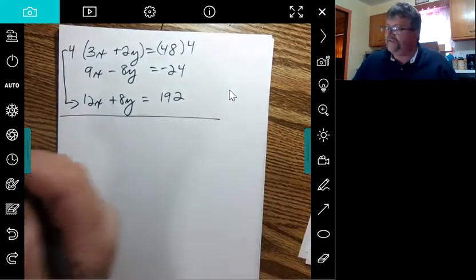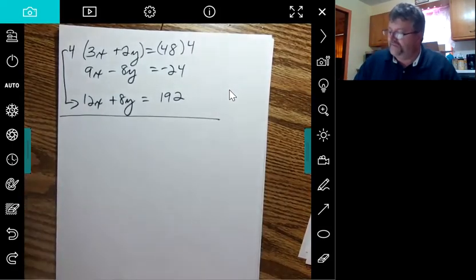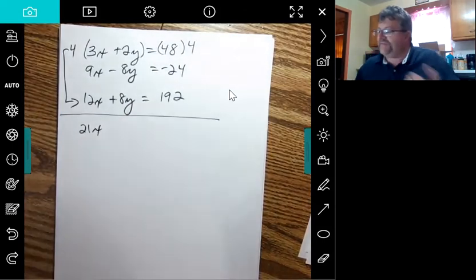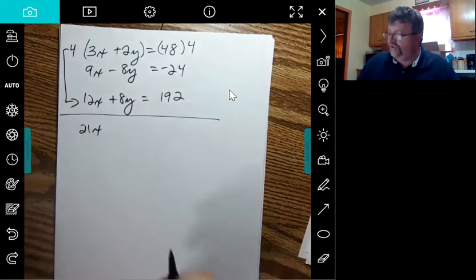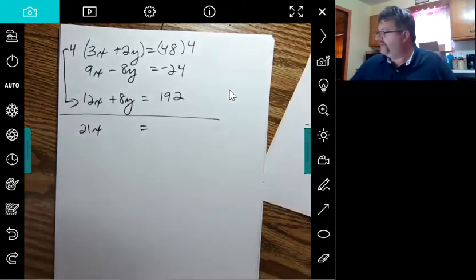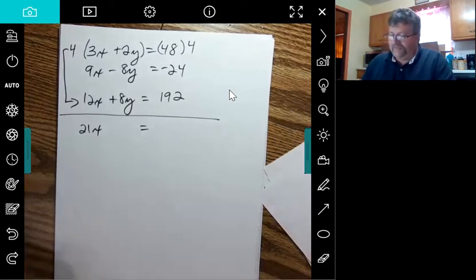Well, now the 9x and the 12x gives me 21x. The negative 8y and the positive 8y, that's gone. And I have to do 192 now minus 24. I hate doing, again, it's real easy, of course, but sometimes these little on-the-fly arithmetic problems, especially, come on now. I'm really botching it. I don't have my official calculator either. And now I can't even unlock my phone. The pressure's on.